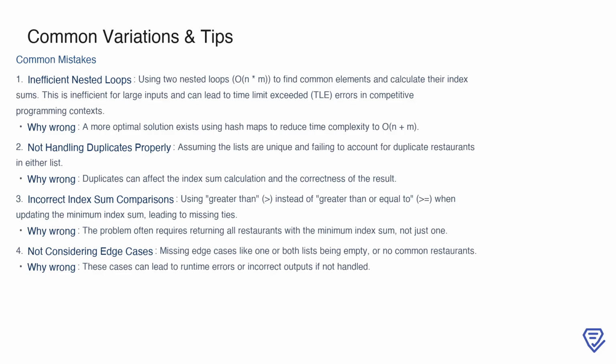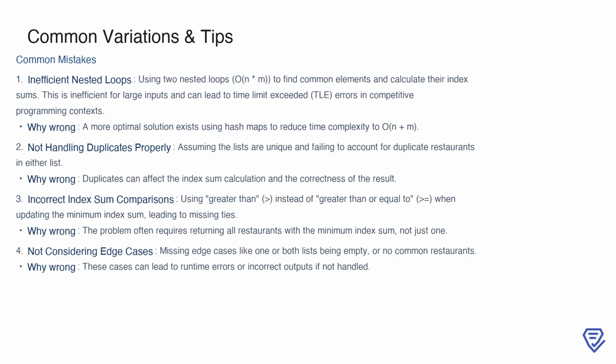First, using inefficient nested loops to find common elements and calculate their index sums. This approach has a time complexity of O(n*m) and can lead to performance issues, especially for large inputs, where a more optimal solution exists by leveraging hash maps. Hash maps reduce the time complexity to O(n plus m) and are far more efficient.